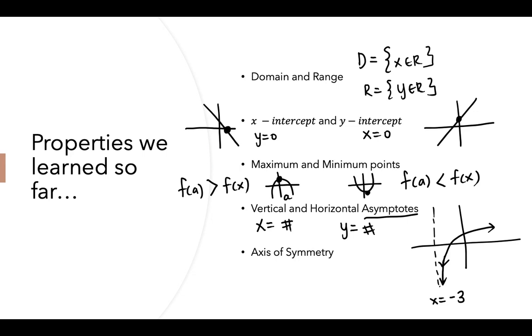Axis of symmetry is where the graph is symmetrical. So the equation of the axis of symmetry is x is equal to a number. A representation of an axis of symmetry is when you have a parabola. In this case, the axis of symmetry happens right in the middle over here, when x is equal to 0.